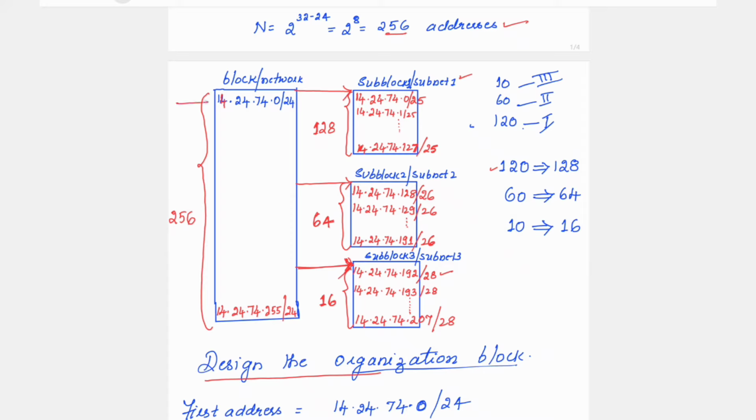So first we decided with the first main block only, the network block. First address is 14.24.74.0/24, 14.24.74.1/24, like this. And finally the last address is 14.24.74.255/24. Now out of this complete 256 addresses, only the first 128 are given to subnet 1, 64 are used in forming subnet 2, and 16 addresses are used in forming subnet 3.